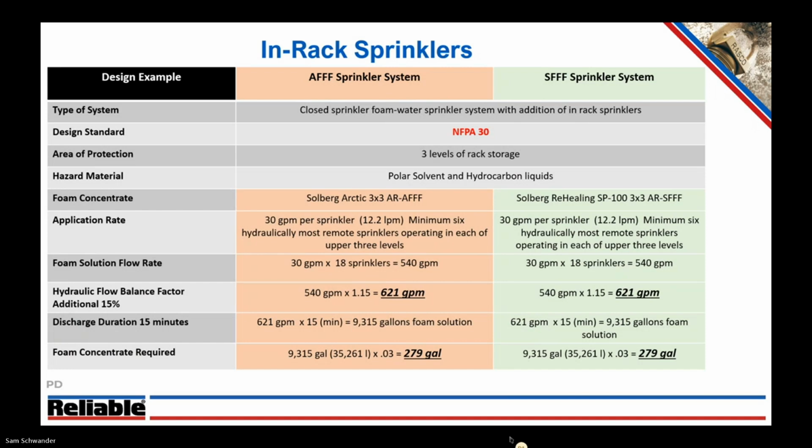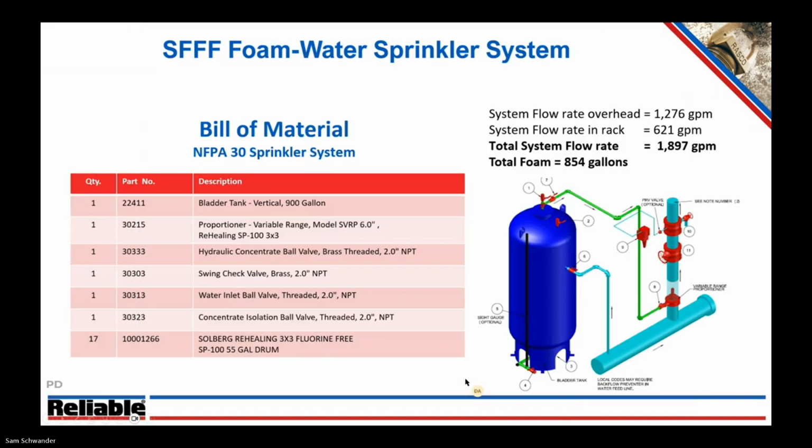Now for the whole system, we're going to combine those two numbers together to get our flow rate for the whole system. And we need to make sure that the overhead and the in-rack flow rates combined still fall within that UL listed range of the proportioner. And then based off of that 15-minute runtime at a 3% concentration, we're going to get the gallons of concentrate that we need.